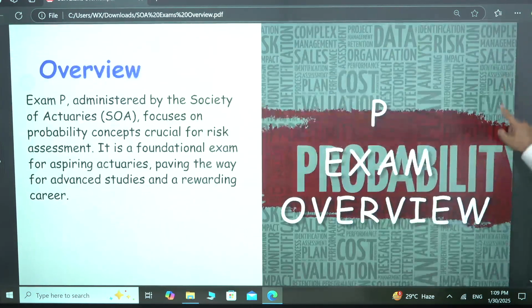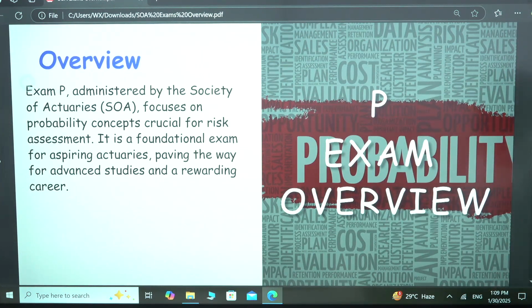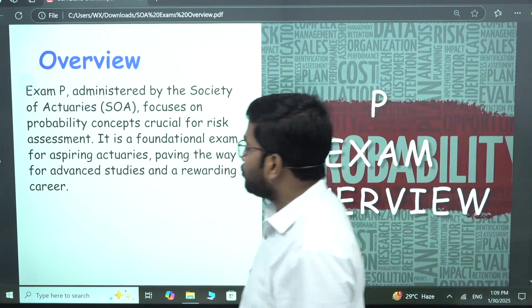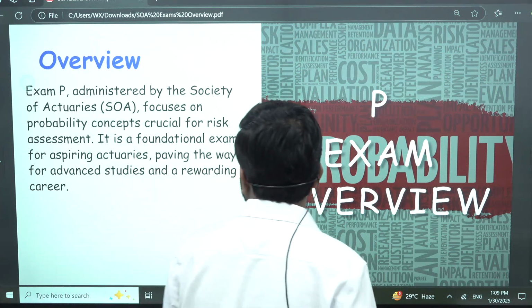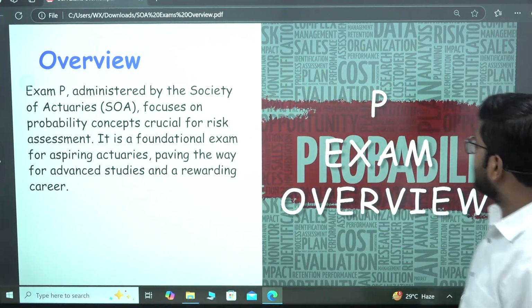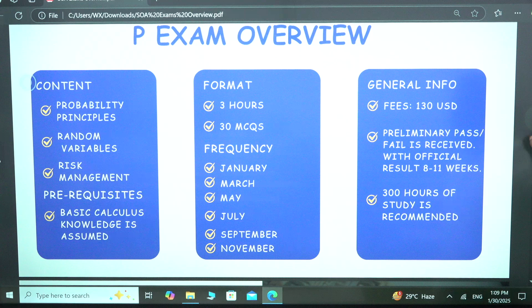Now I will give you a brief overview of the papers. Exam P focuses on probability concepts crucial for risk management. It is the foundational exam for aspiring actuaries. Now I will just show you the overview.